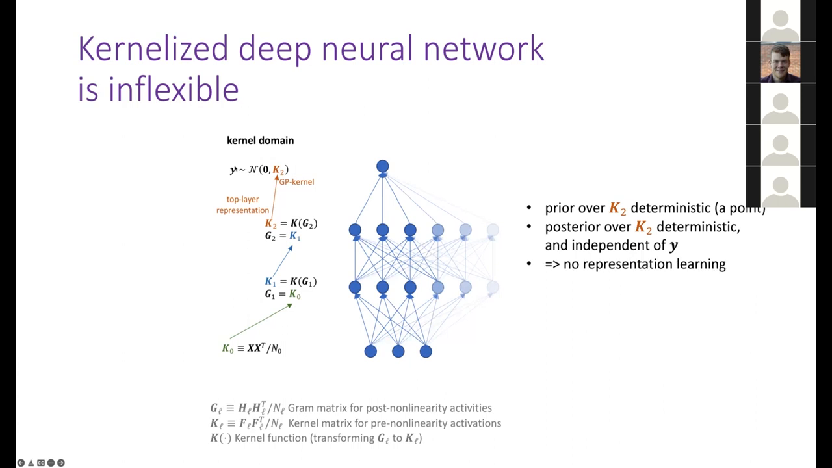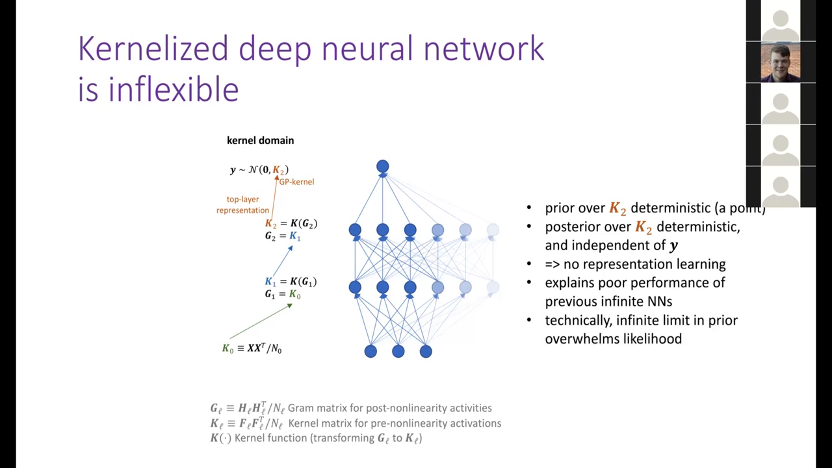And this is now really bad because it means there's no representation learning. That top layer kernel is just a fixed function of our inputs. Incidentally, it also explains the poor performance of infinite neural networks. These things have been studied in quite a large body of work now, and it turns out they all perform quite poorly relative to corresponding deep neural networks.